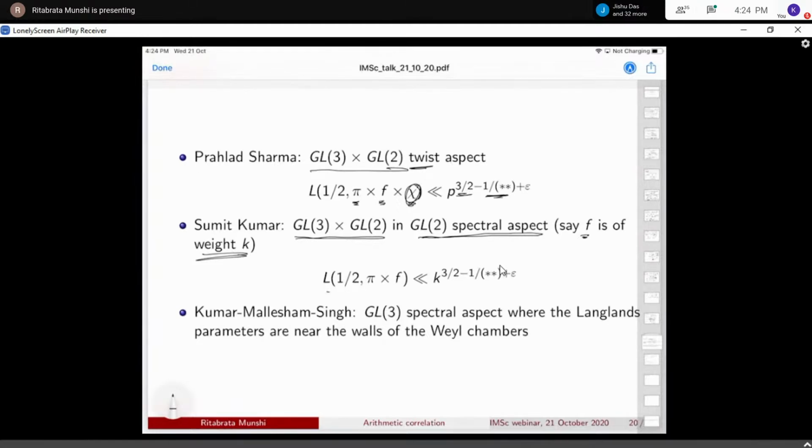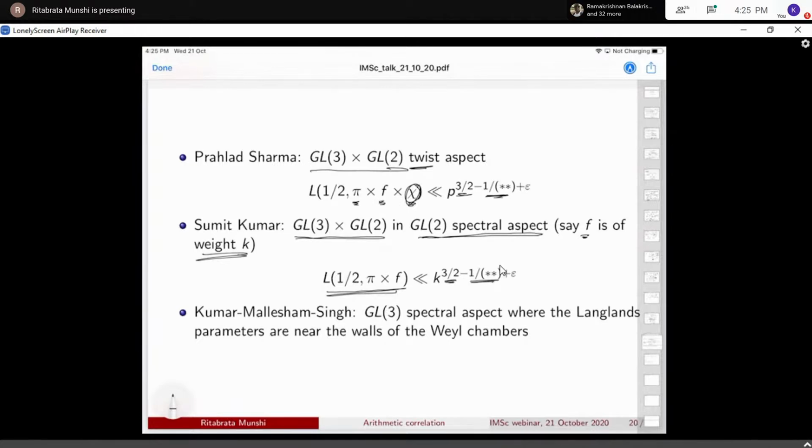Okay, so then if you look at this Rankin-Selberg convolution, there are 6 gamma factors in the functional equation, and so the conductor is like k to the power 6. So k to the power 3/2 is the convexity, and he gets a subconvex bound in this case.